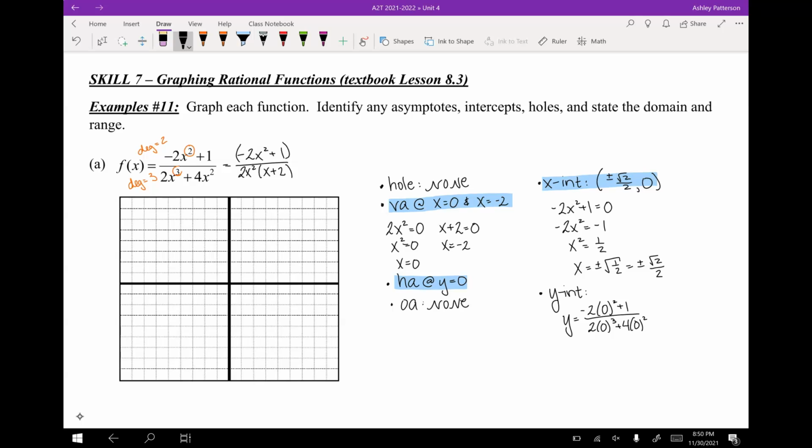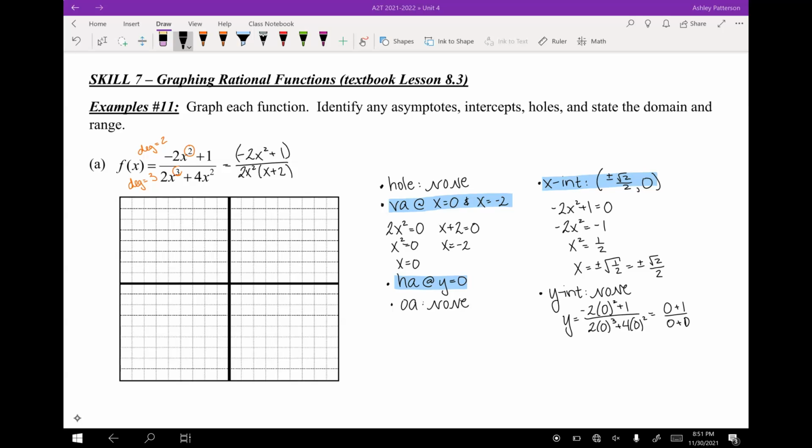What happens in the denominator? Well, the numerator gives us 0 plus 1, and then we are undefined. So, ladies and gentlemen, we put none for the y-intercept. So there are all the characteristics for example 11a.